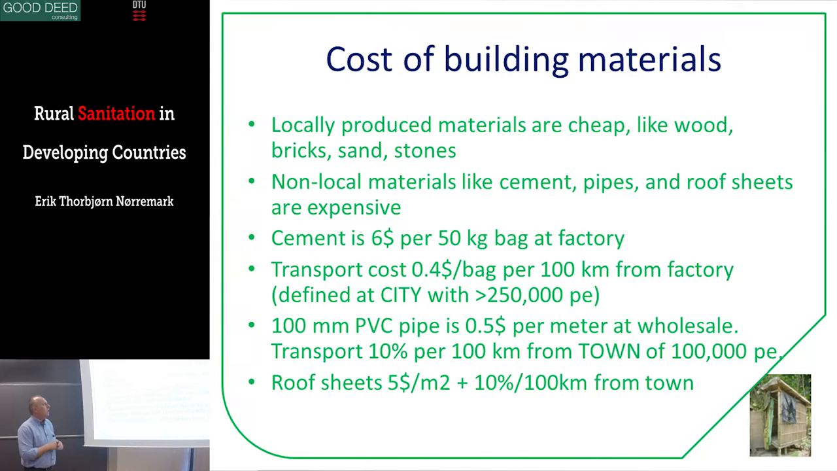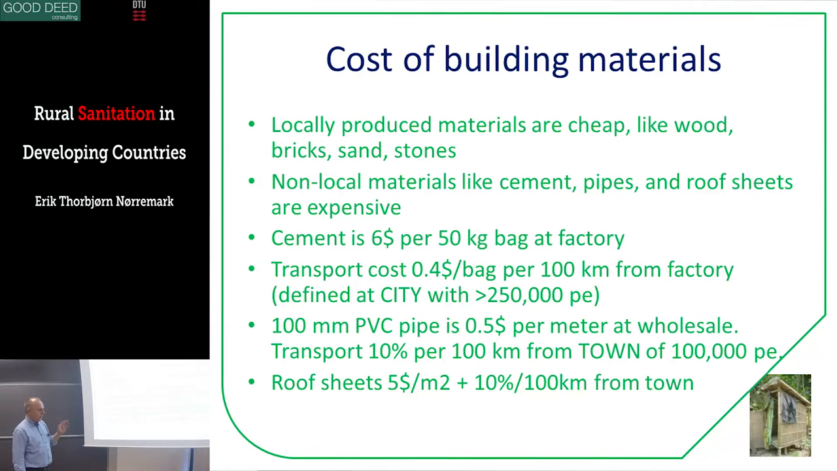Local materials are cheap, like wood, locally produced bricks, sand, stones, again from the local area. Of course, you have some areas where you don't have stones. I was working in the Amazonas River, they don't have stones within 1,000 kilometers. So you have to think if you want to make concrete. They only have mud. Then non-local materials could be cement, pipes, roof sheets. The price of that will be much higher compared to the local materials.